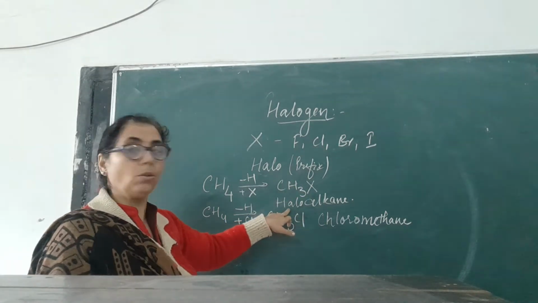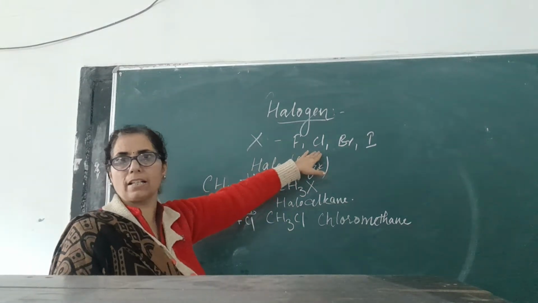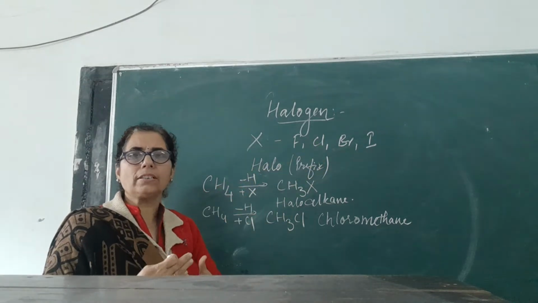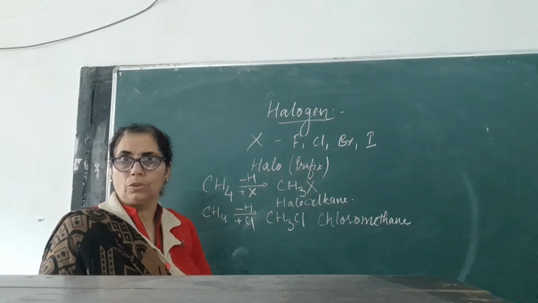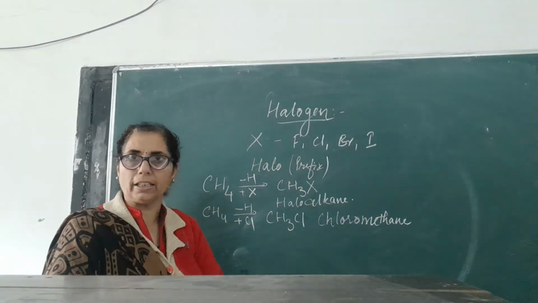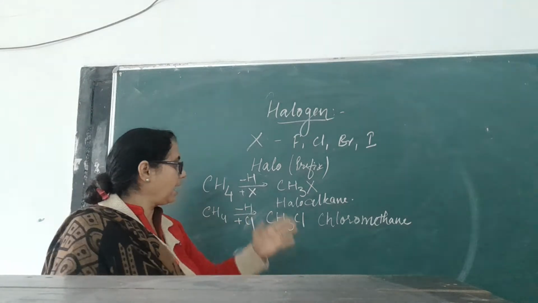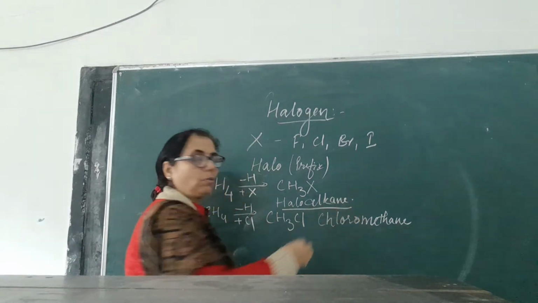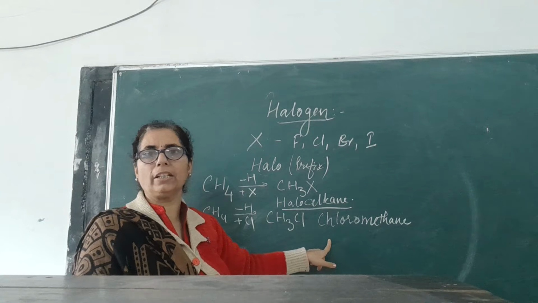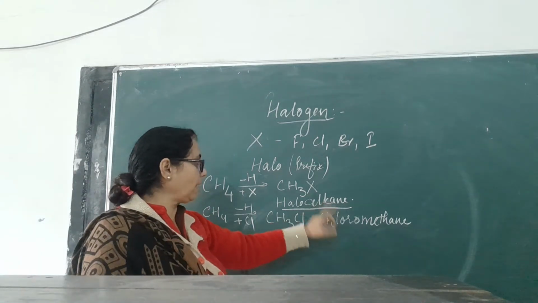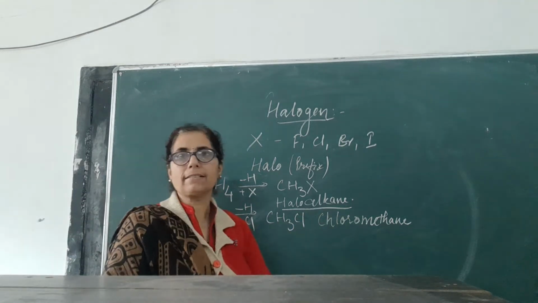That halo word is for representing the whole halogen. Similarly, for any of the halogens, we will use the terms fluoro, chloro, bromo or iodo. So here I will use chlorine, and I will write the name chloromethane. In general, I told you it is a haloalkane. So in place of halo, chlorine is used, so chloro, and in place of alkane, we got methane, so we will use methane.